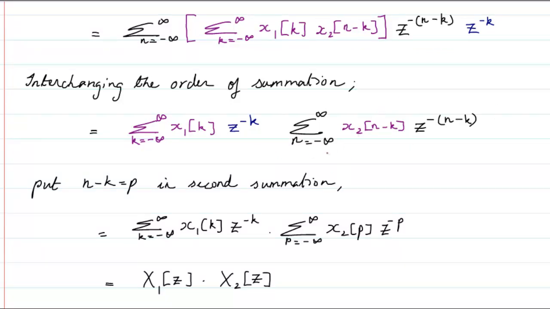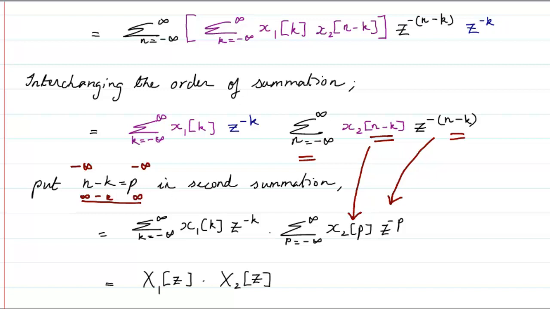Now suppose I substitute p instead of n minus k, here. Then instead of x2 of n minus k, I can write x2 of p, and instead of z raised to power minus of n minus k, I can write z raised to power minus p. What about this summation? If n is equal to minus infinity, then p is minus infinity minus k, which is minus infinity, and when n is infinity, then infinity minus k is as good as infinity. So n basically changes to p, with the same limit of minus infinity to infinity.